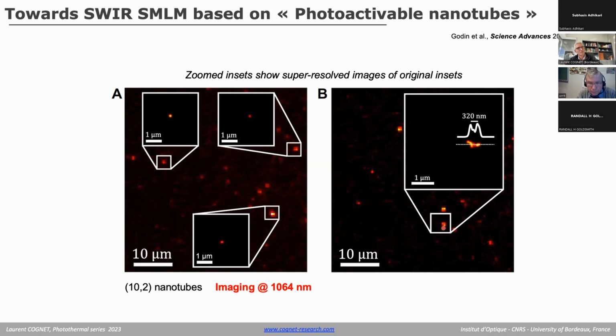Here you had a cluster of nanotubes that you cannot resolve, and you see that by this PALM effect, you can resolve clearly the different nanotubes at very high precision, less than 300 nanometers. And again, here imaging, so it was another type of nanotube than the one before. It was (10,2) nanotubes, and they emit at 1064 nanometers. So we believe that we created the grounds for doing some PALM-type imaging with photoactivatable nanotubes, which can be interesting in the future for different applications.